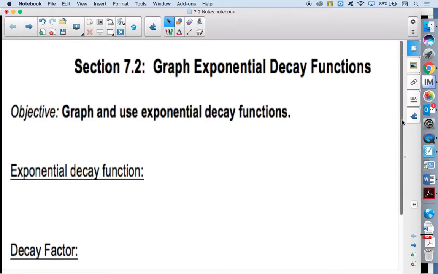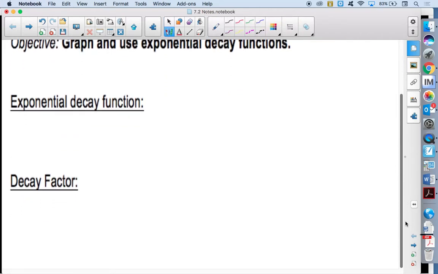All right, ladies and gentlemen, in your packets, if you'll turn to section 7.2. Hey, wait, you're pressing. I don't know what else it was. Oh, there's a weird dress on that website.